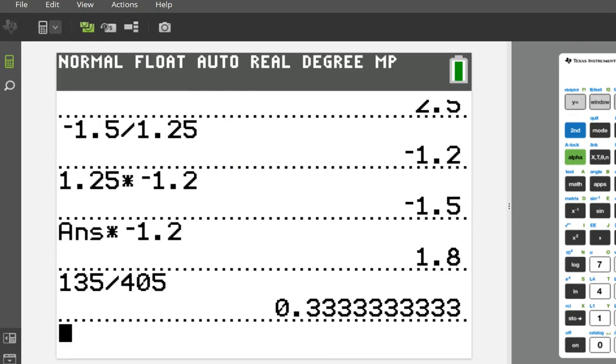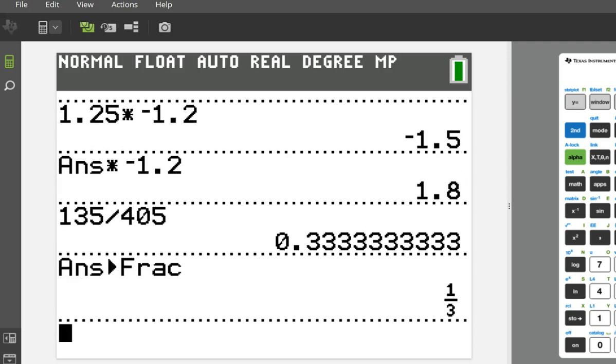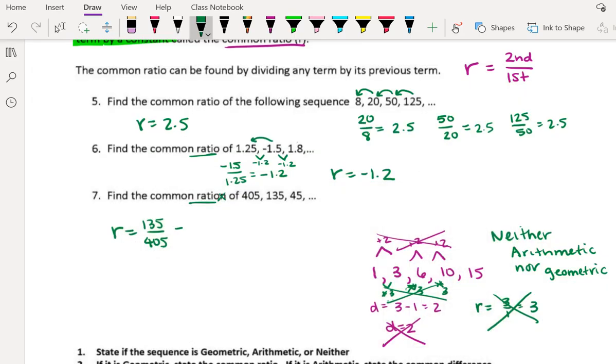Now, I can't have these approximation values. We have to know that 0.33 repeating, if I go to math and fraction, is 1/3. So in this case, my ratio is actually a fraction. It's less than 1. So what I'm going to do is multiply 405 times 1/3, and I get 135.